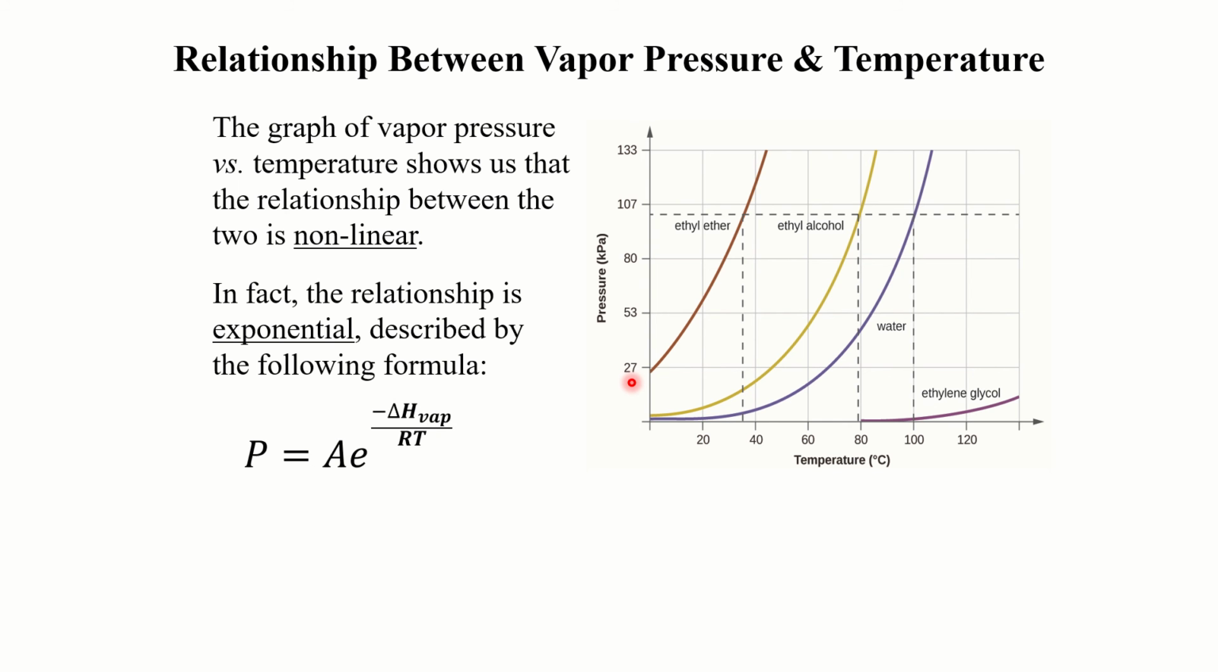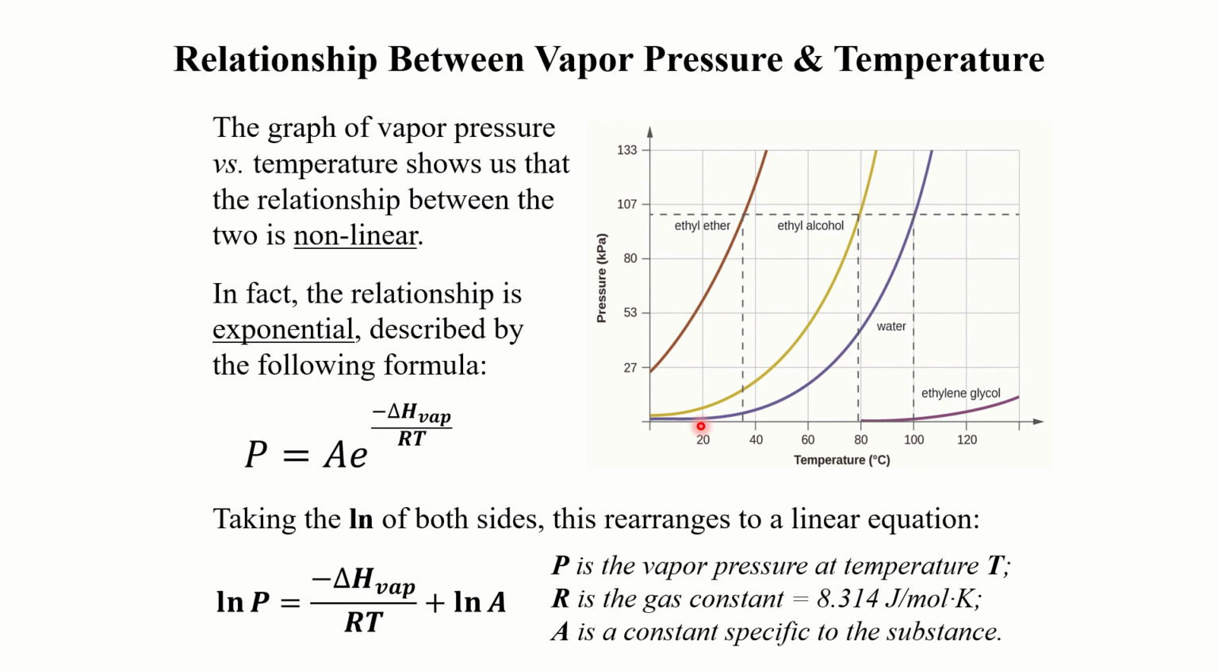And so this is exponential, and it's described by this formula where P for vapor pressure equals A times e, lowercase e, the constant e, Euler's number, raised to the negative delta H vaporization over RT power. Now this version is a little complicated. It can be useful if you're explicitly being asked to solve for P or A, but we're going to linearize it. We're going to take the natural log of both sides, and we're going to get rid of that e. So taking the natural log of both sides, it rearranges to this linear equation. We get the natural log of P equals delta H vaporization over RT.